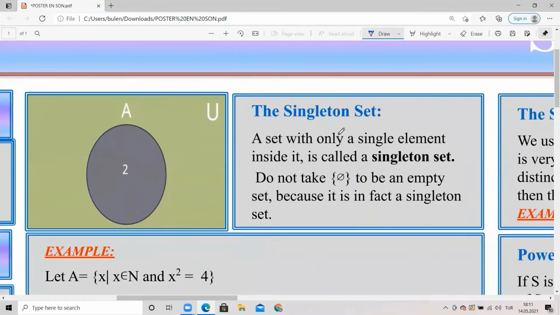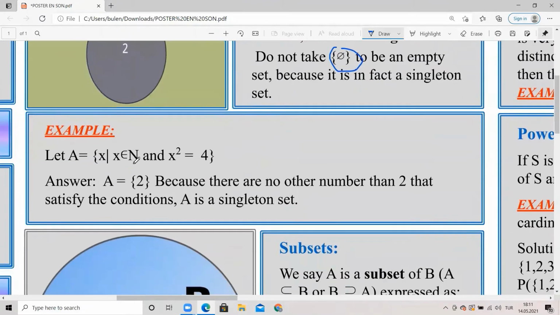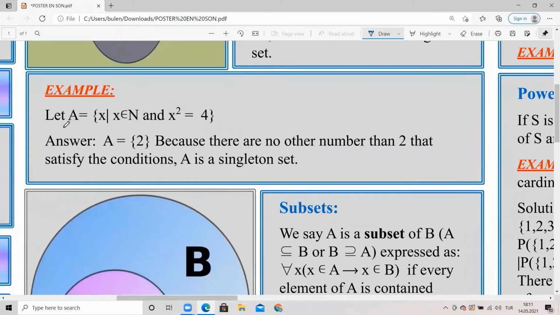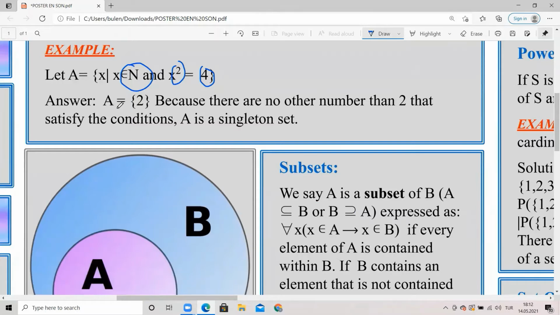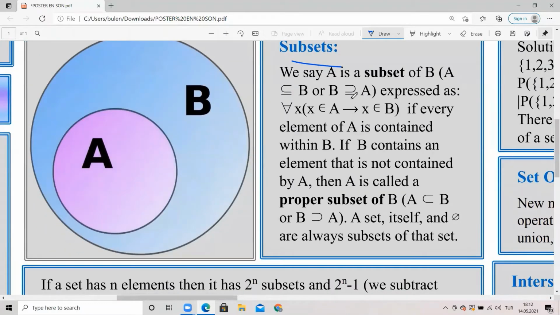The singleton set is a special set that has only a single element inside it. And this set is also a singleton set, which has only one element inside it, which is the empty set. Now, for another example of this, we may look at this example, which says that every element of A is a natural number, and the square of all these elements is equal to 4. There's only one element that satisfies these conditions, and it's 2, and there's only one single element, and because of that, A is a singleton set.